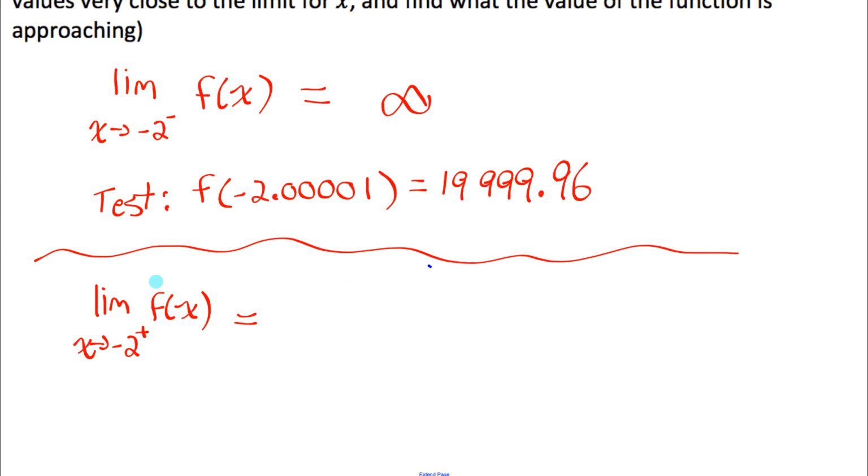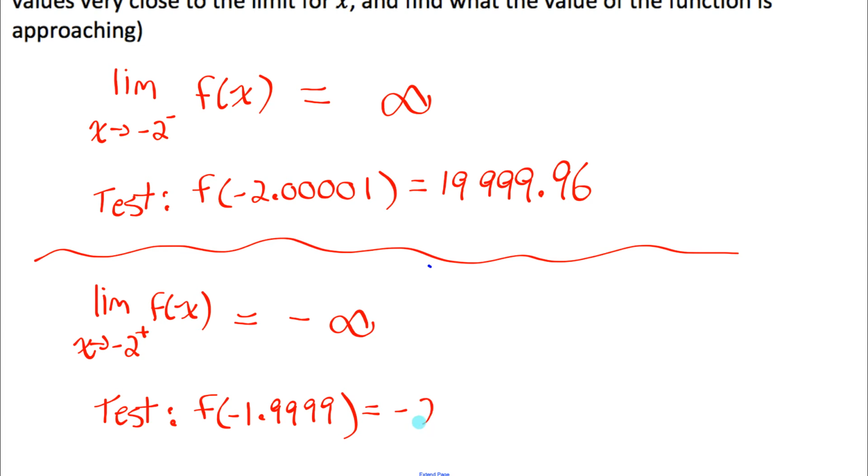So we know the limit of f at x, as x goes to negative 2 from the right of negative 2, the y values are going to negative infinity. They're going infinitely low. And we figured that out by doing a test point to the right of negative 2 that's very close to negative 2. And our test point, we used negative 1.9999. And we got a calculated y value of negative 2,000.04, which is what shows us that the function is going towards negative infinity.